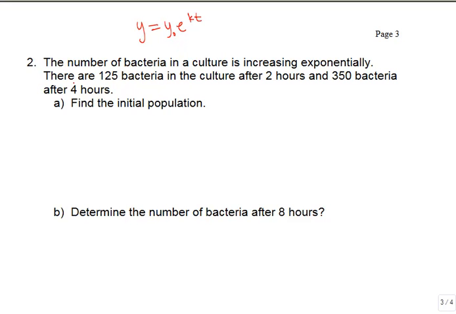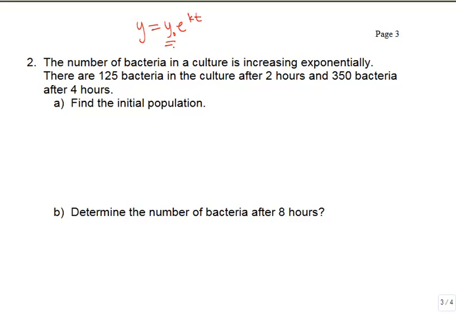So we are told that there are 125 bacteria in the culture after 2 hours and 350 bacteria after 4 hours. Find the initial population. So we're trying to find this y sub 0. What we're told is a y and a t that go together and another y and a t that go together. We don't have k and we don't have y sub 0, so we're going to need both of those pieces of information to help us solve this.